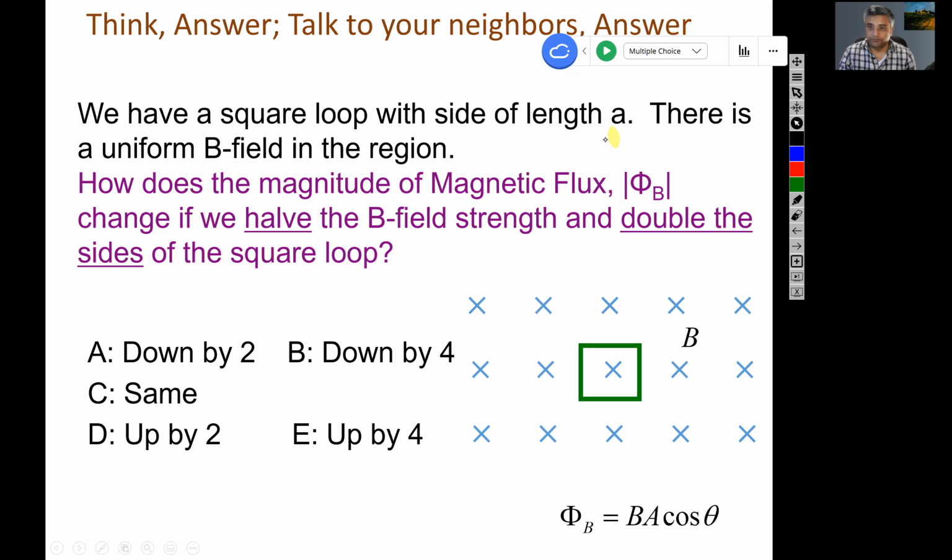So now, what's changing here? Area is changing because the side of the loop is changing. So flux can change when B changes, when A changes, when theta changes. Now, by how much is it changing? Or maybe not, okay? So you have a minute to answer this question.